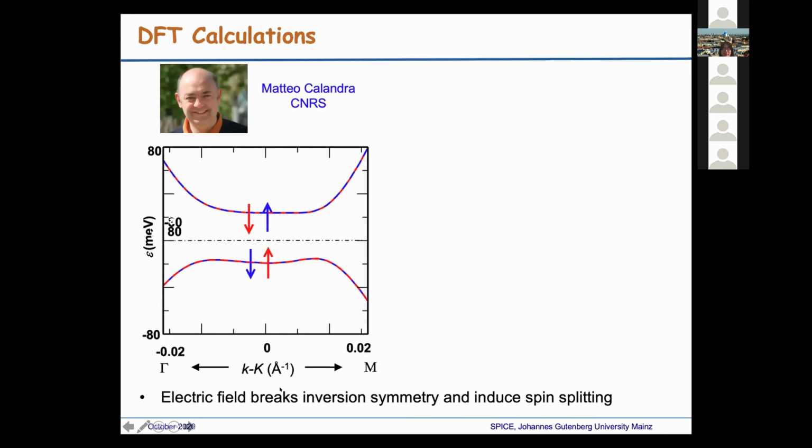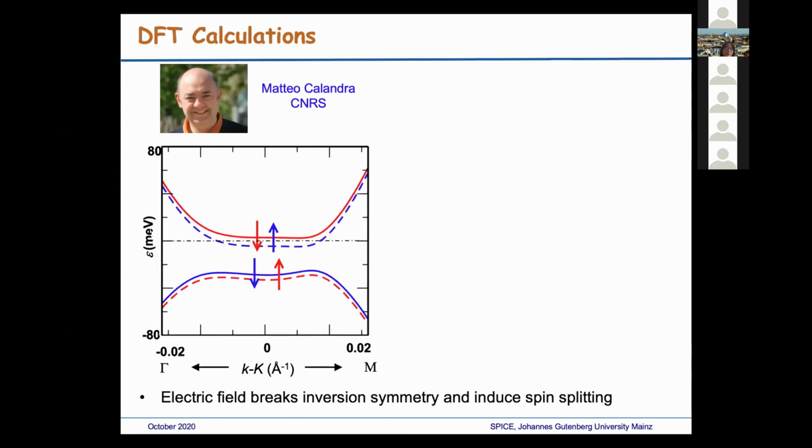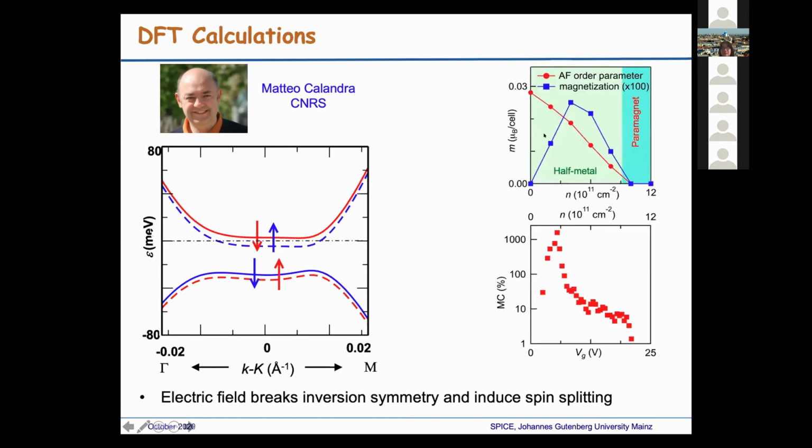To explain this data, we collaborate with Matteo Calandra. He earlier made a prediction that there will be a half metallic state in ABC stacked trilayer graphene when we apply an electric field that breaks the inversion symmetry and induces spin splitting. This is his calculation. The order parameter goes up as we decrease the density. A direct comparison is probably not fair, but at least very qualitatively, it seems to match our data.